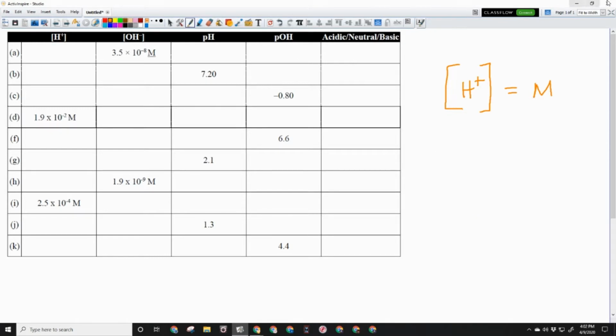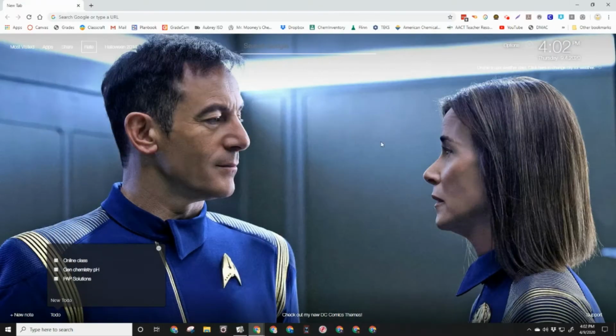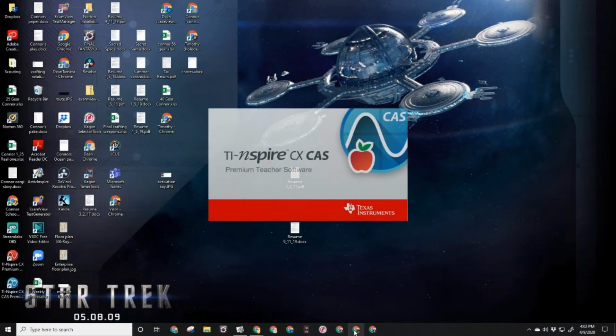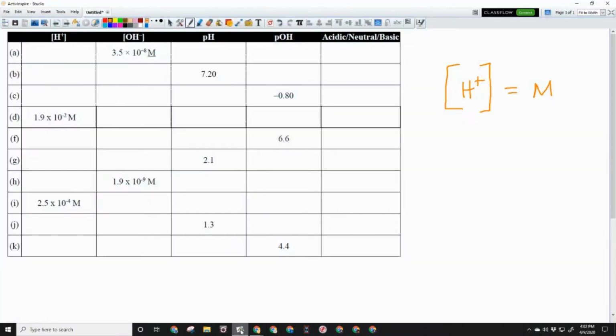and I am going to also bring up and start the calculator. And let's see here. Let me minimize this and start this calculator. And then while this is loading up, I'm going to go ahead with our first one.